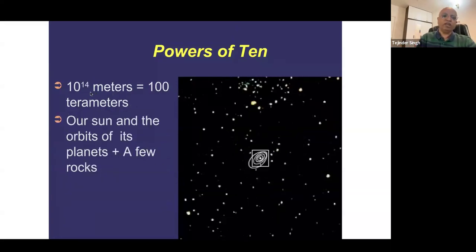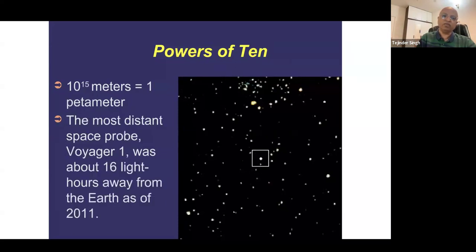14 powers of 10, 14 zeros after 1, our sun and the orbits of its planets. So here is the solar system now looking very small. But we have still not reached the nearest star. The nearest star is Proxima Centauri. We have not reached that even after adding 14 zeros. The universe has billions and billions of stars, but even after adding 14 zeros, we have not yet reached the next star. Let's go further.